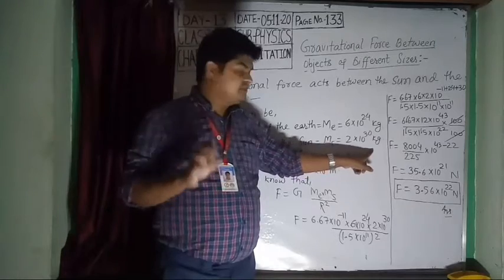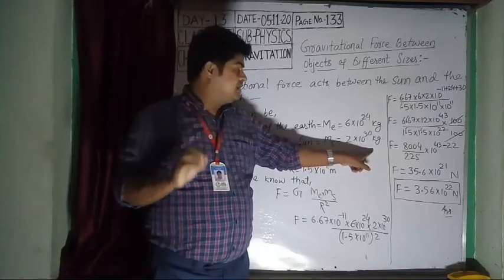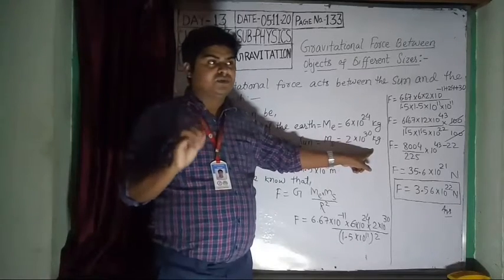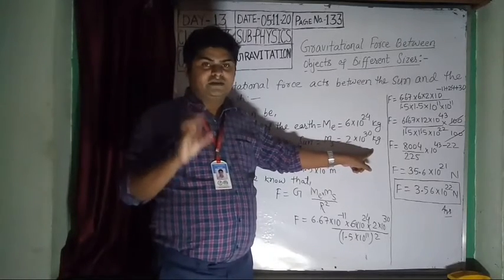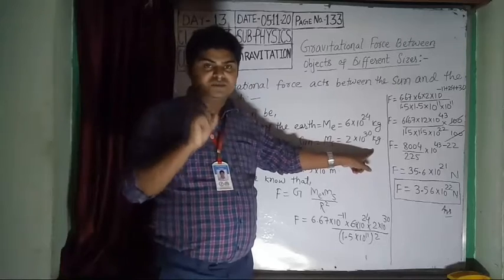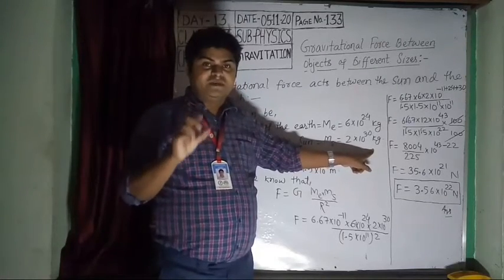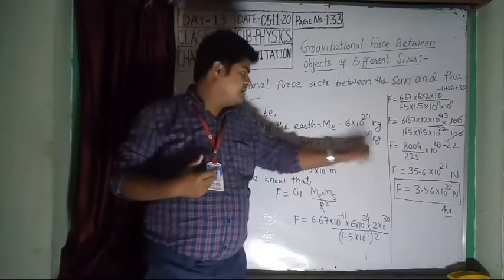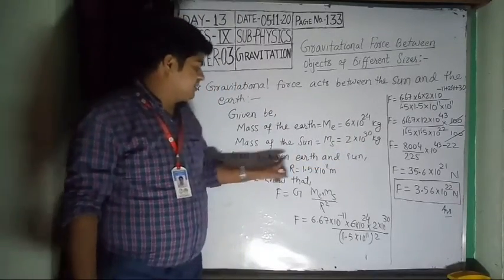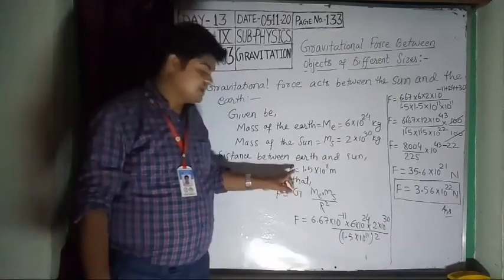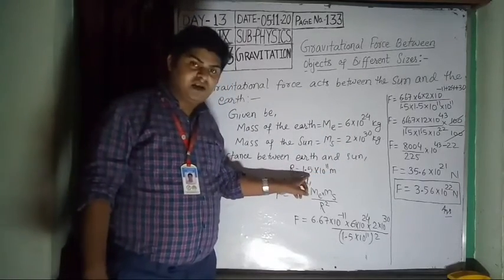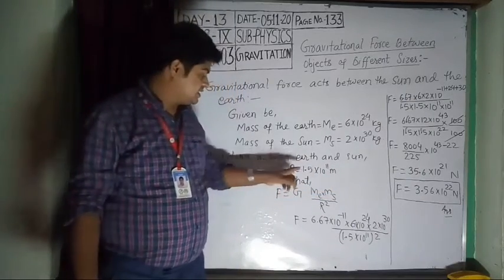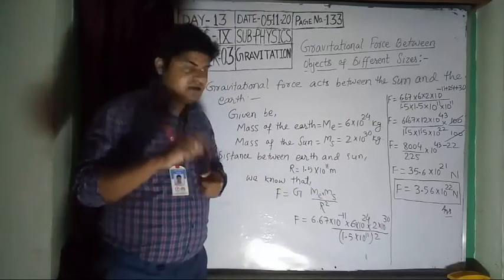Students, you should remember the mass of the earth, the mass of the sun and the mass of the moon, the radius of the earth, the radius of the sun, the radius of the moon, and the distance between the moon and earth, and between the moon and sun. Now the distance between the earth and sun is r = 1.5 × 10^11 meter.